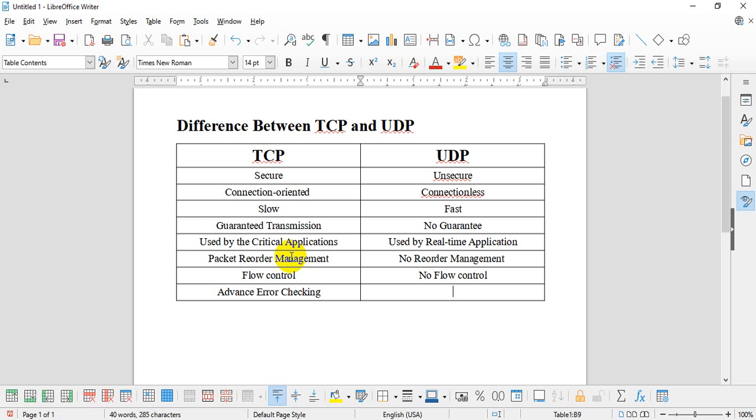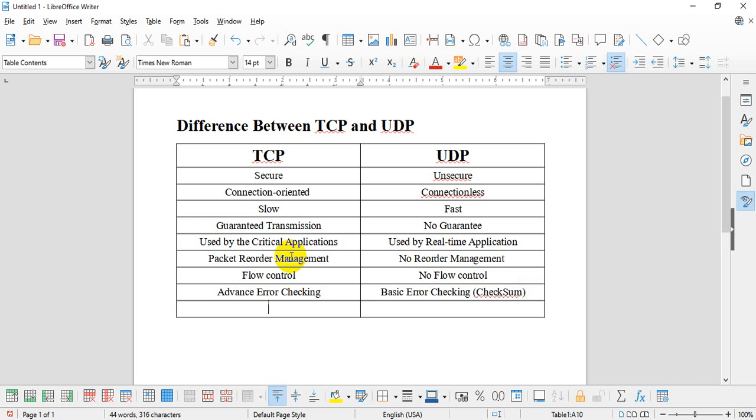And in UDP we have basic error checking. Basic error checking means checksum is the basic error checking mechanism.